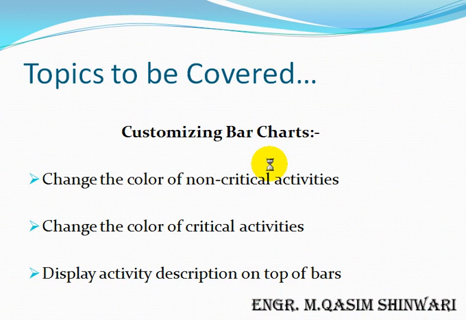In this tutorial, we have to customize the bar charts by changing the color of non-critical and critical activities, as well as we will display the activity description on top of bars. Here it will be noteworthy that the non-critical activities are the activities whose start or finish dates do not alter the start or finish date of the project, while the critical activities are the activities whose start or finish date are, if changed, then it also affects the project end date. So let's start.